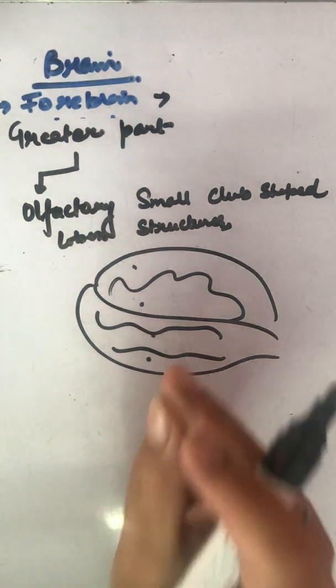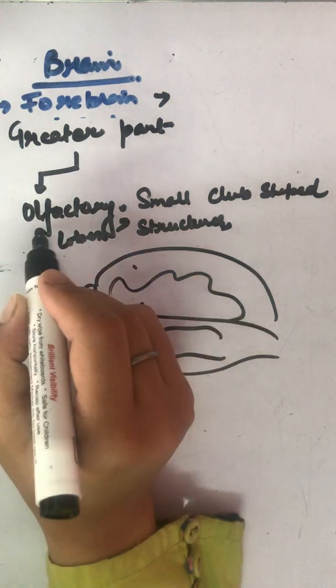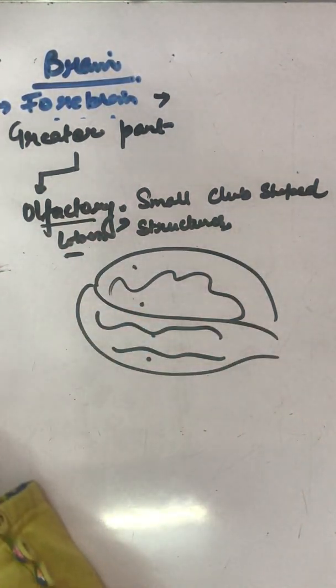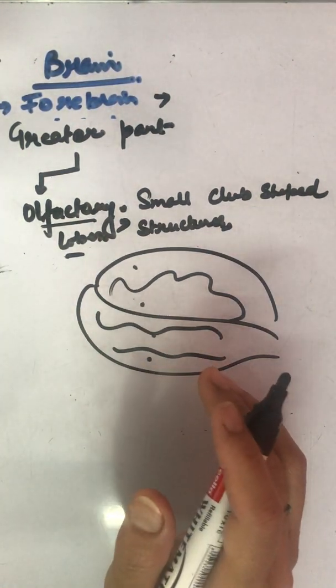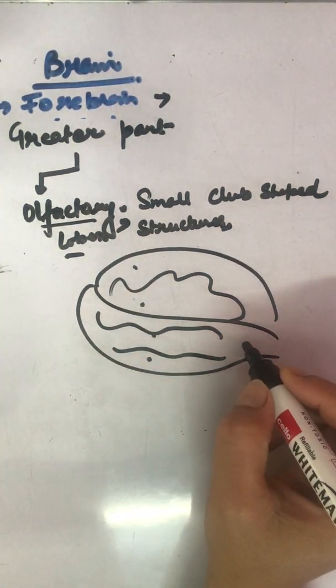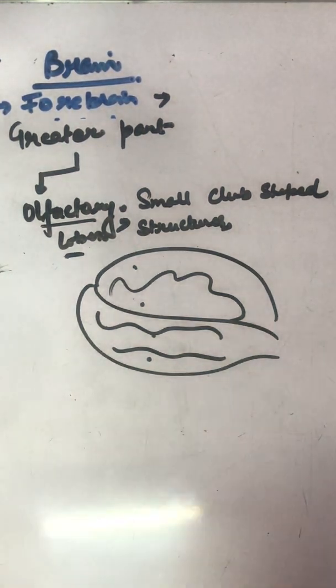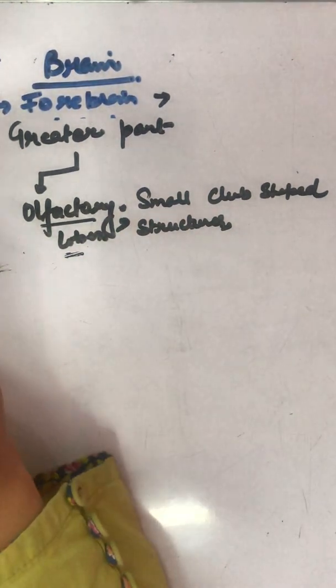These olfactory lobes are visible only in the ventral view of the brain. Only in the ventral view. Otherwise, these are fully covered by the cerebral hemispheres. And each lobe basically has a narrow stalk. These lobes receive impulses from olfactoreceptors.